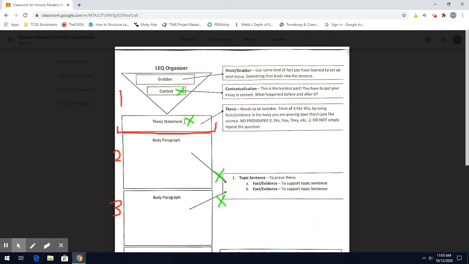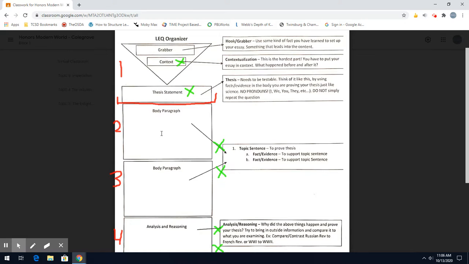One thing that you can do is you can just look at the question that I give you, answer the question, and then turn it into a 1-sentence thesis statement. Do not use pronouns in it, and don't just restate the question. If you've restated the question anywhere, I would delete your thesis statement and start back over.